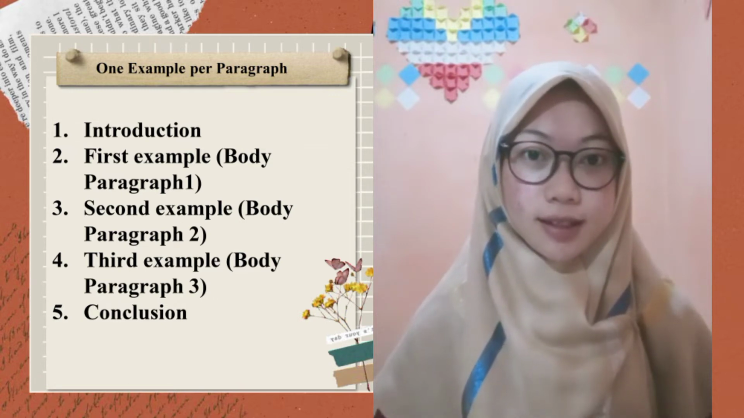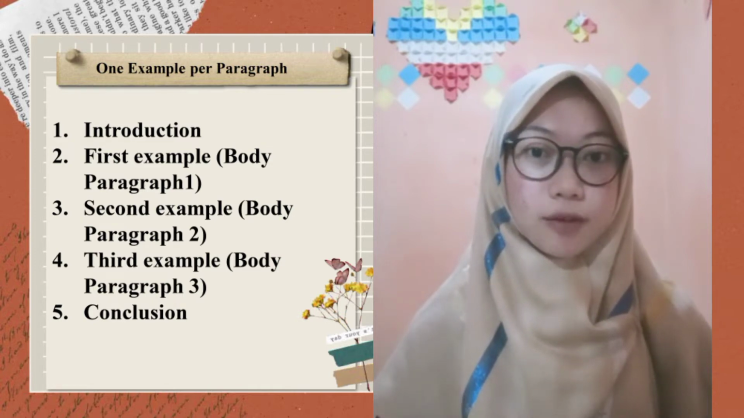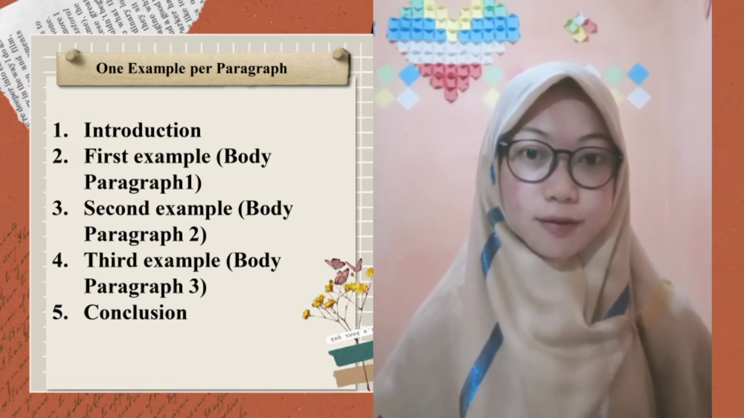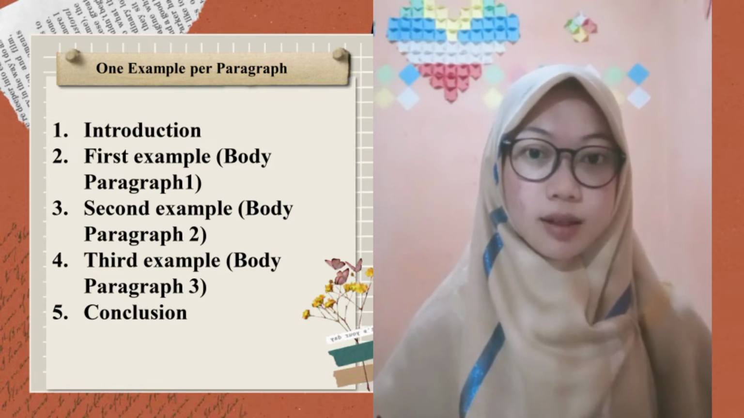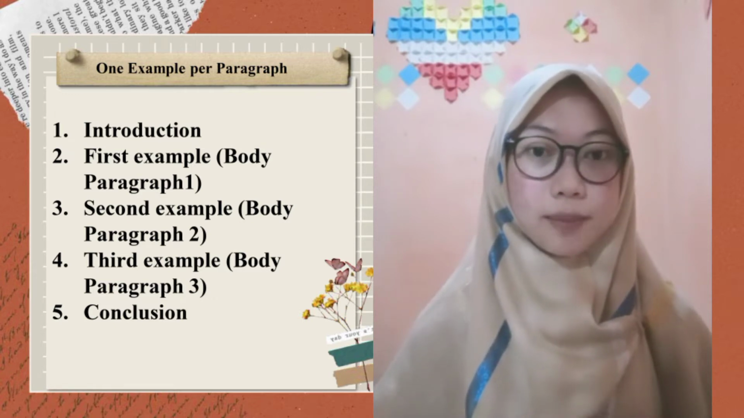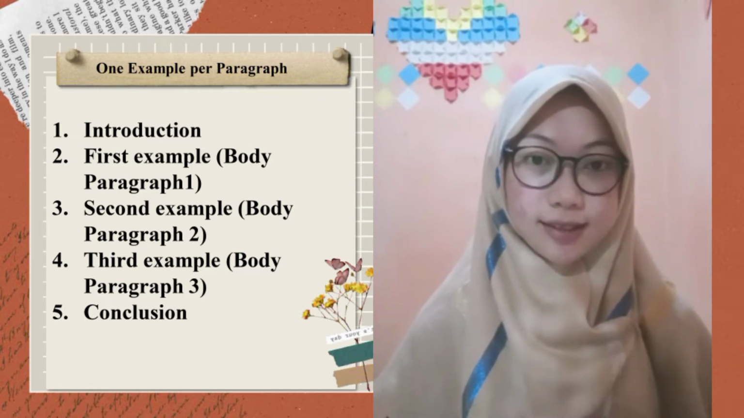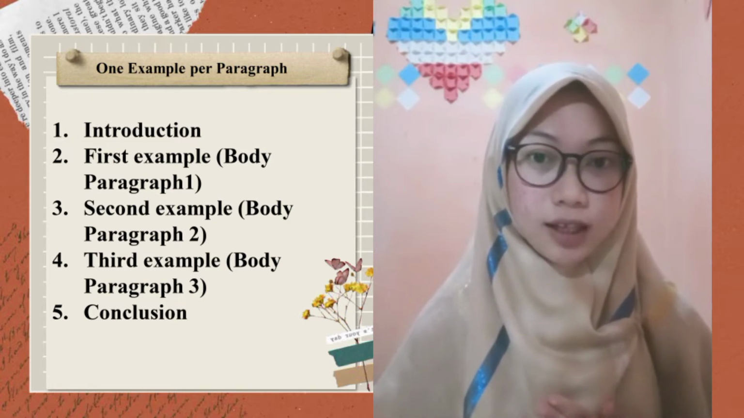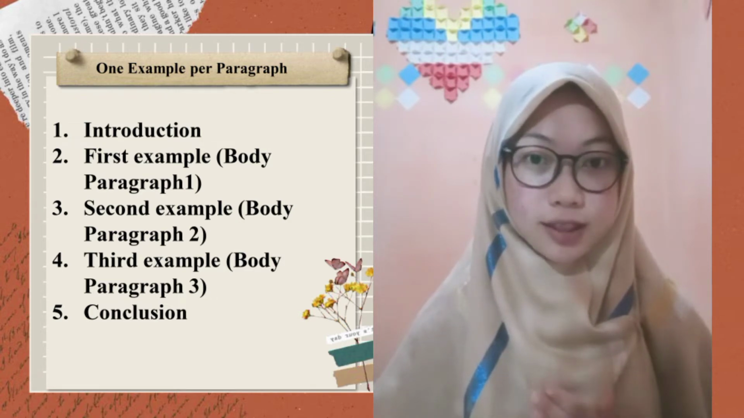Okay, as you can see on the PPT, we have options for organizing an exemplification essay. The first is one example per paragraph, which generally has the following structure. Number 1 is introduction, number 2 is first example or body paragraph 1, number 3 is second example or body paragraph 2, number 4 is third example or body paragraph 3, and the last is conclusion.